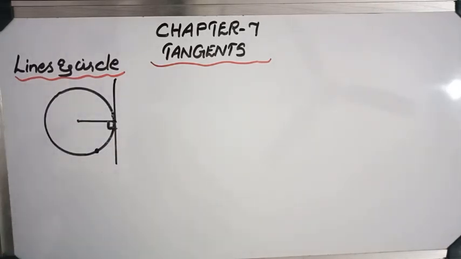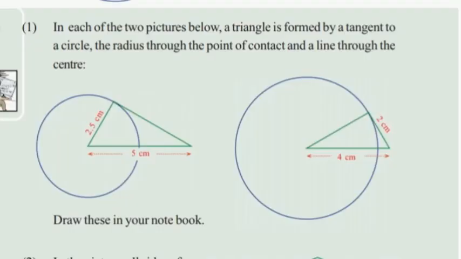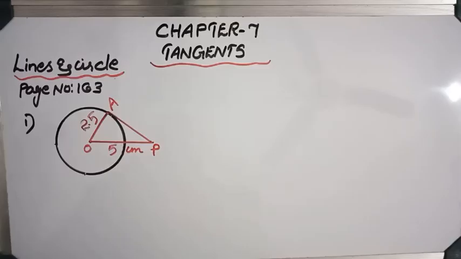Now let's move on to problems from the first activity. Page number 163, first question. In each of the two pictures below, a triangle is formed by a tangent to a circle, the radius through the point of contact, and a line through the center. Two figures given. Draw these in your notebook. Here in this question, two rough figures are given. We have to draw these figures using exact measurements.